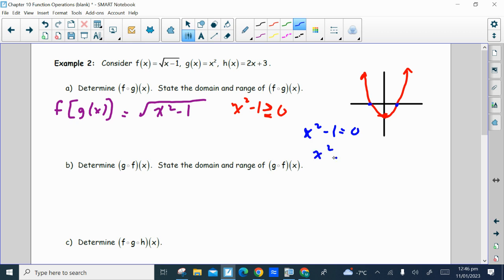So in this case, we can add 1 to both sides and take the square root of both sides. And when you take the square root and you're solving an equation, remember there's always a plus and a minus. So the x-intercepts are at negative 1, comma 0 and positive 1, comma 0. This is where the values of y change from negative to positive.